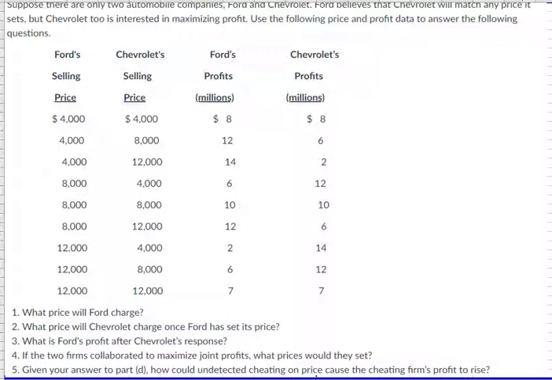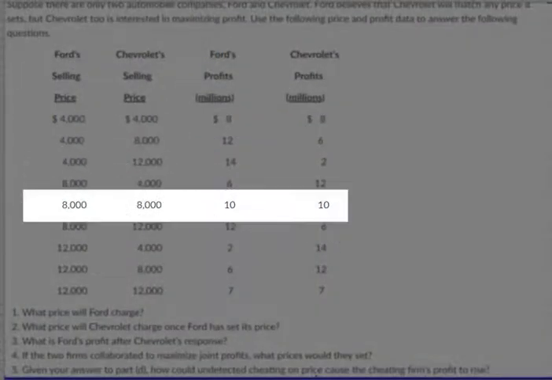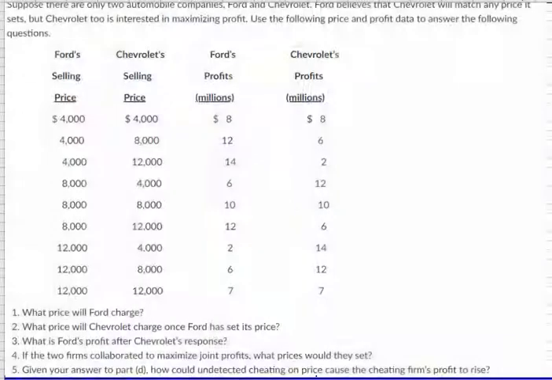The only place that makes sense is if both of them charge 8,000. They would be making total profits of 20 million and it would be split evenly between them. Any other price combination would lower the joint profit. You get it? Suppose they collaborated. Suppose they came together and acted as one unit.